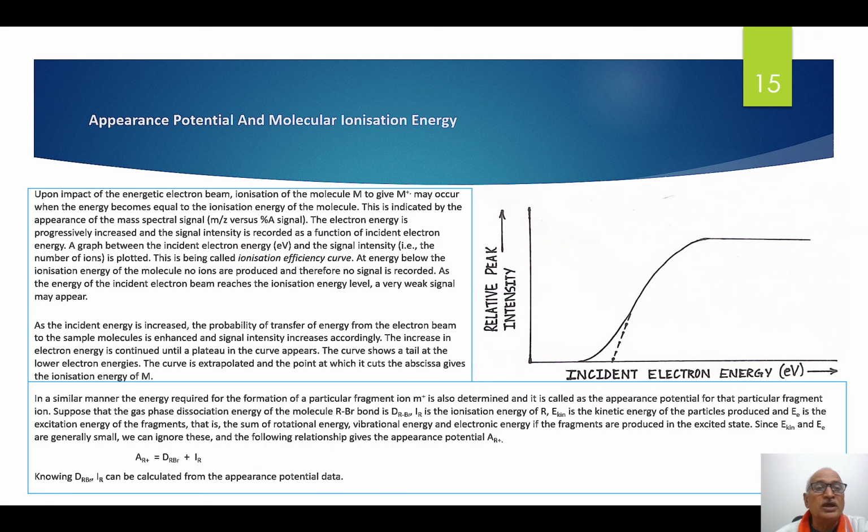Here, the heading says appearance potential and molecular ionization energy. A very, very important concept. When the electron energy is increased at a certain point, ionization of molecule will take place. So if we can accurately, precisely measure how much voltage is required to cause ionization, we can determine the molecular ionization energy, a very, very important molecular property.